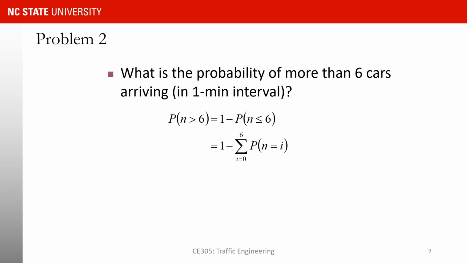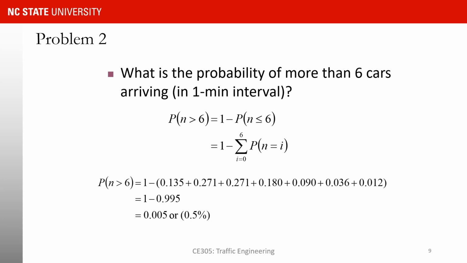So in the next part, we want to find the probability of having more than 6 cars arriving. So that would be 1 minus the probability of having less than or equal to 6 cars arriving. So that's 1 minus the probability of 0 plus the probability of 1, 2, 3, up to 6 cars arriving. Just need to add those numbers, and 1 minus 0.995 is going to be 0.005, or 0.5%.